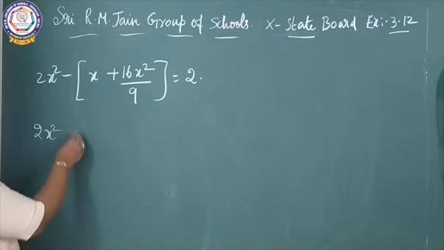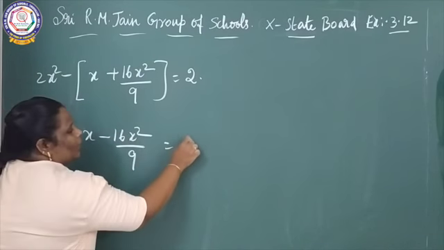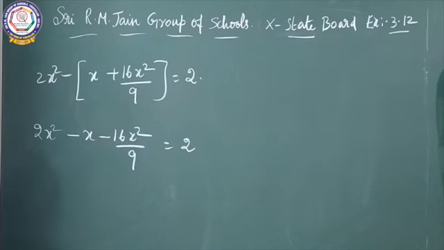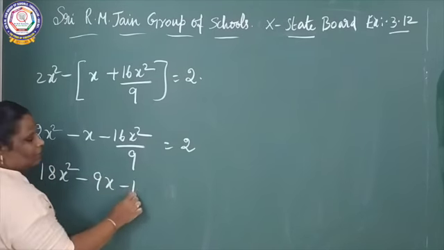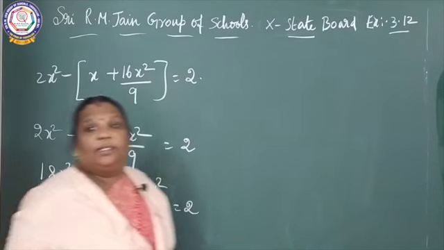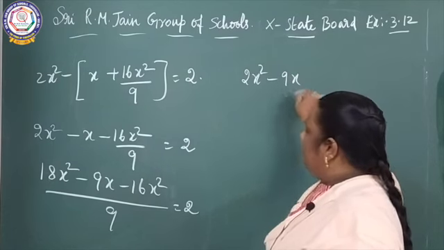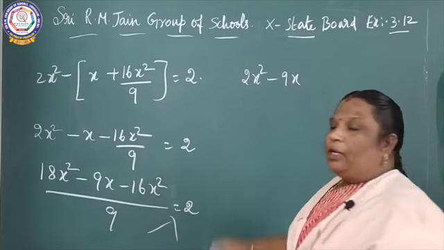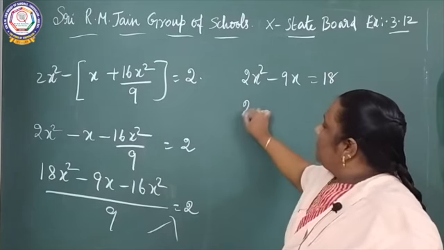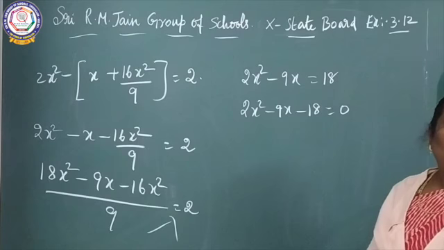See here, 2x square minus x minus 16x square by 9 equal to 2. You can take the LCM. 18x square minus 9x minus 16x square by 9 equal to 2. 18x square minus 16x square is nothing but 2x square. 2x square minus 9x. It will move to this side. What is the value you are getting? It gives 18. 2x square minus 9x minus 18 equal to 0.